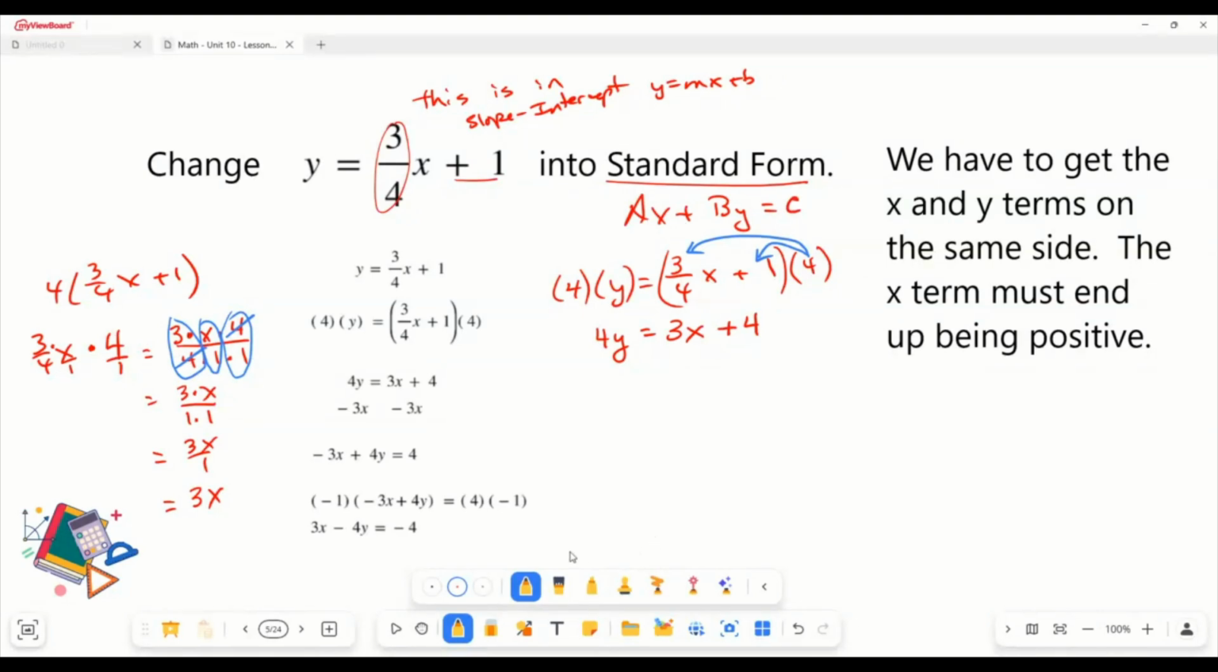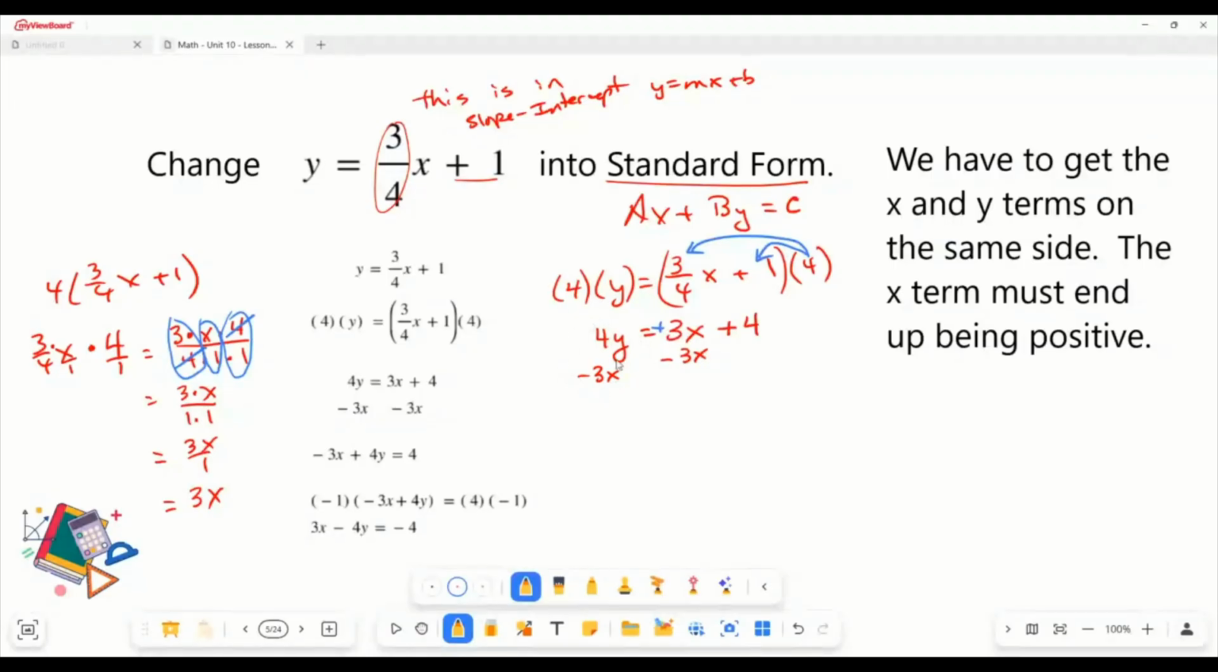The next thing we have to do is get the x and y on the same side and the constant over on the other side. So I've got to get rid of this 3x. The sign in front of that 3x is an understood plus sign, which means 3x is being added to the 4. I'm going to undo that by subtracting 3x. That way, that's going to add up to 0 and disappear. If I subtract 3x on that side, I have to subtract 3x on the other side.